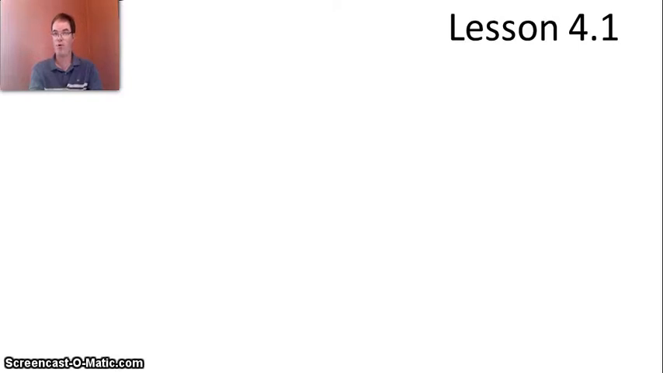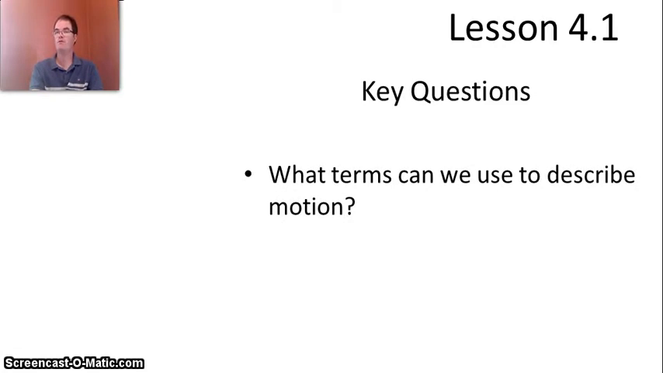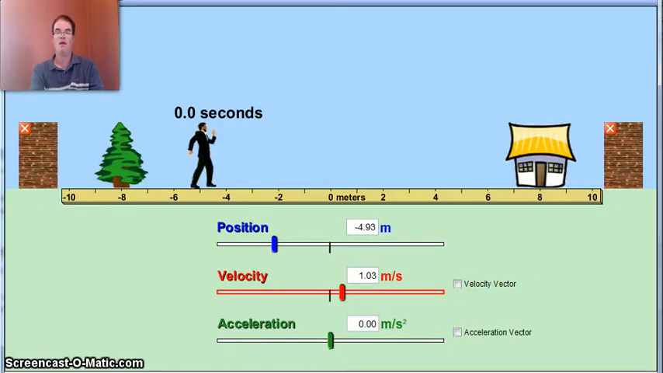Lesson 4.1. Key questions for Lesson 4.1 are: what terms can we use to describe motion? And how do the basic descriptors relate to one another? To start, we're going to take a look at some parameters or some terms that we're going to be able to change and take a look at how the picture changes.